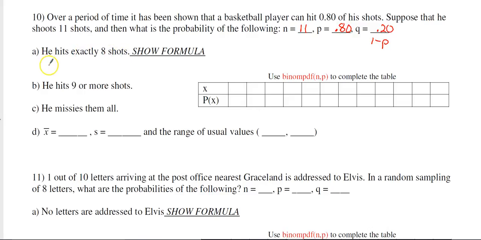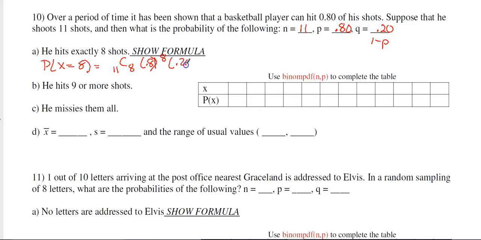Exactly 8 would be the probability that our random variable is 8, which is 11 choose 8 times the probability of success raised to the x.